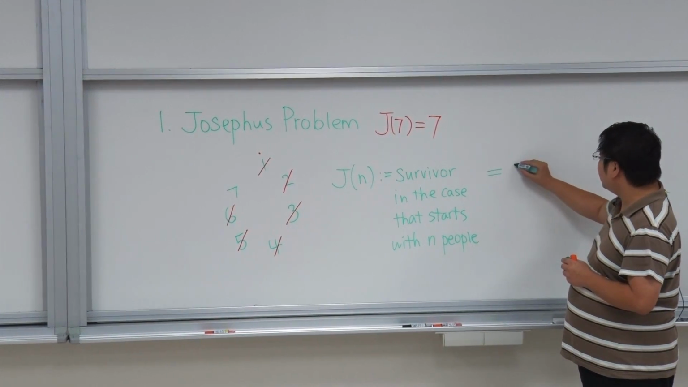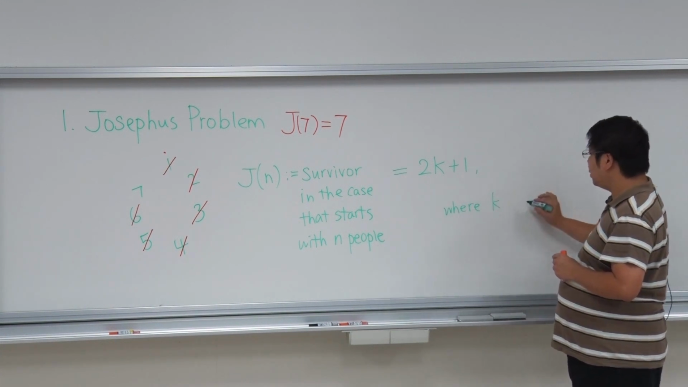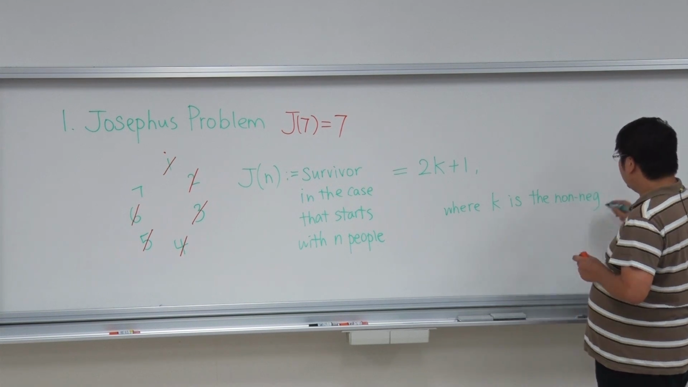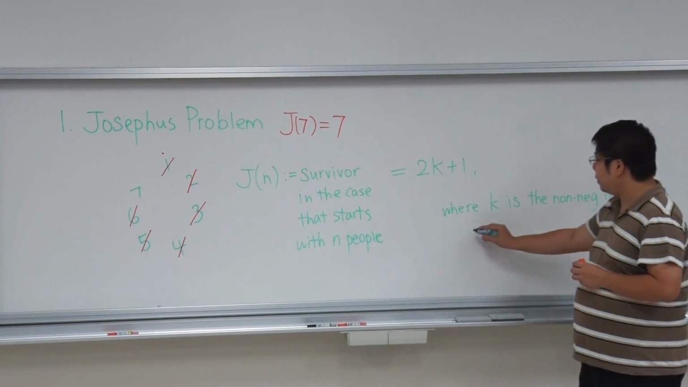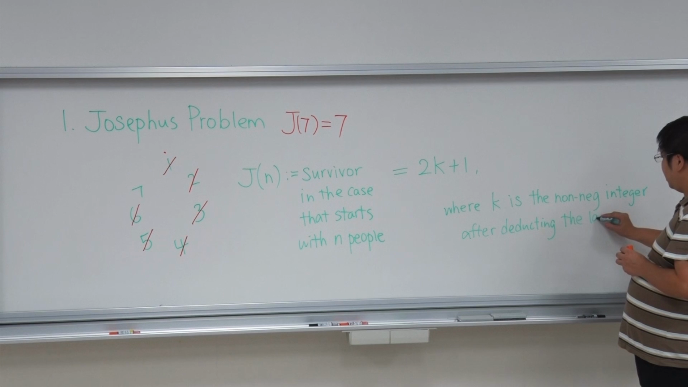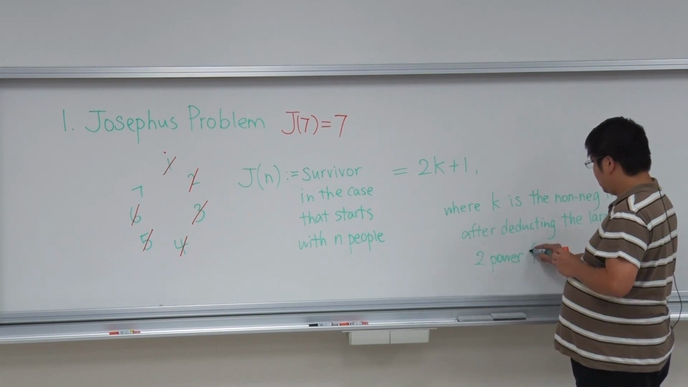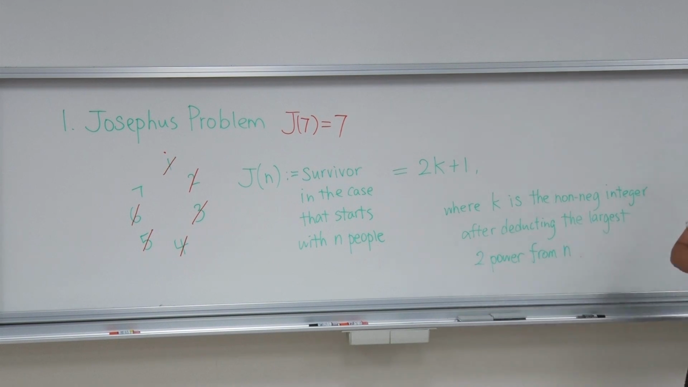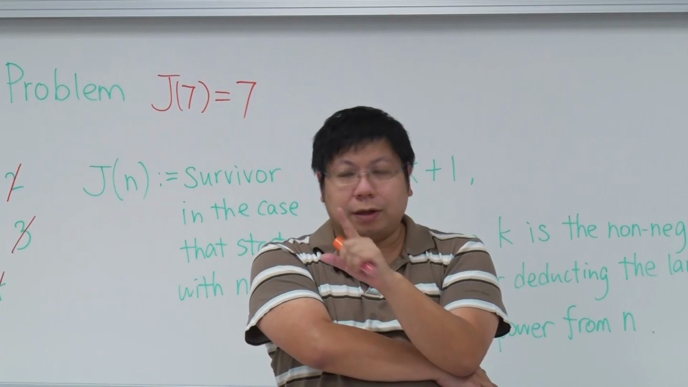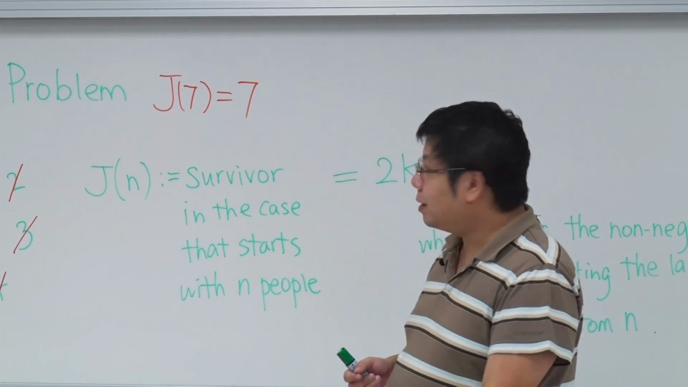J of n is going to be equal to 2 times k plus 1, where this k is the non-negative integer after deducting the largest 2 power from n. For instance, J of 7: if I take out the largest 2 power from 7, it becomes 3. Then 2 times 3 plus 1 goes back to 7. So J of 7 is equal to 7.